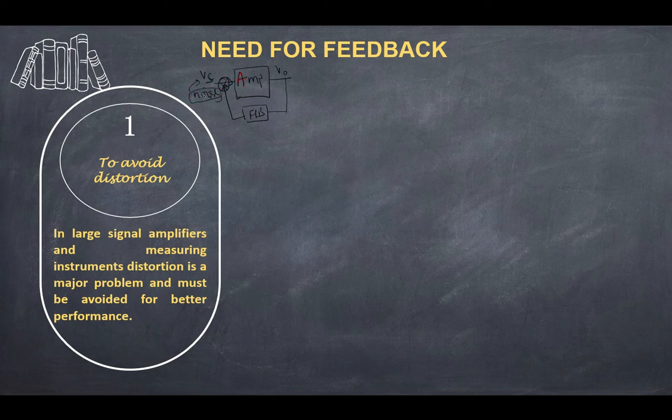Noise at this point and noise at this point remain the same, and if the noise at both the points has a 180 degree phase shift, the noise gets cancelled, and only the signal will be amplified. Thereby, we avoid the distortion. So in large signal amplifiers or measuring instruments, we should avoid distortion because it is a major problem in these things. And to avoid this, the best method is feedback. This is the first case.